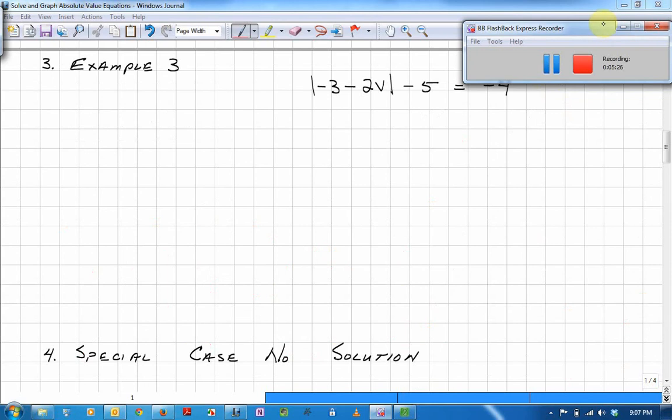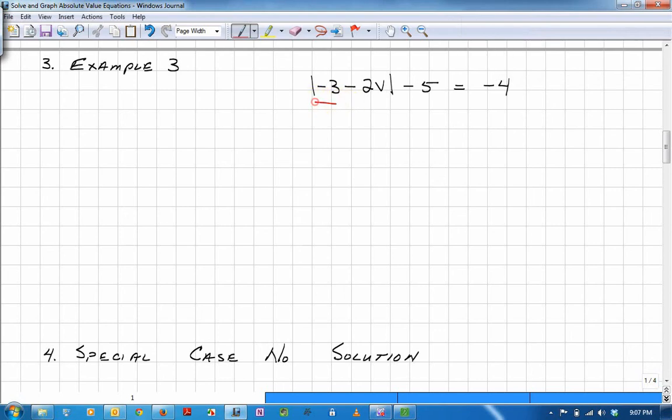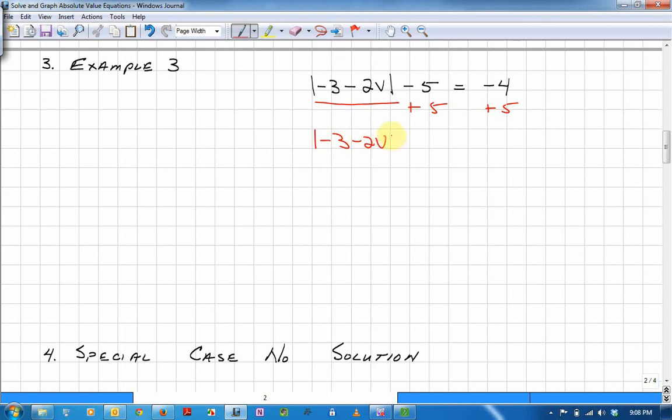Okay, let's try another example. So here I have the absolute value of negative 3 minus 2v, minus 5, is equal to negative 4. Now what I want to do is get the absolute value piece all by itself, so I'm going to isolate this piece right here by moving the 5 to the other side. So let's add 5. And that's going to give me the absolute value of negative 3 minus 2v is equal to 1.